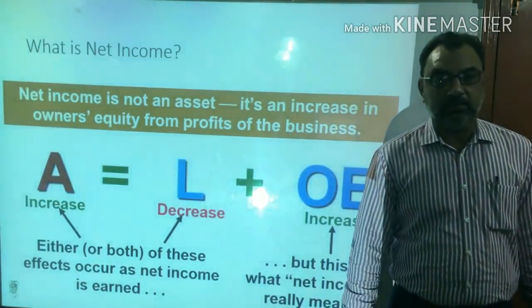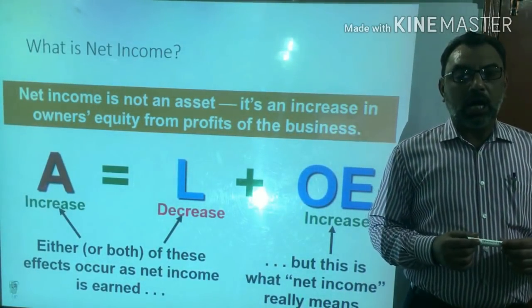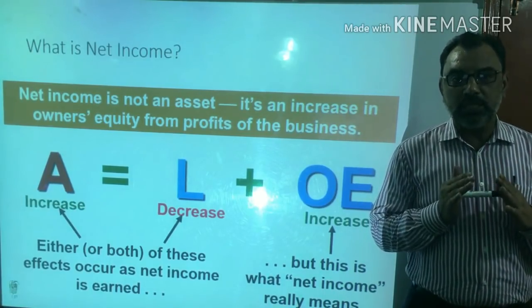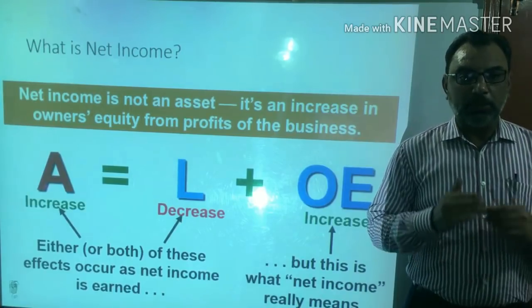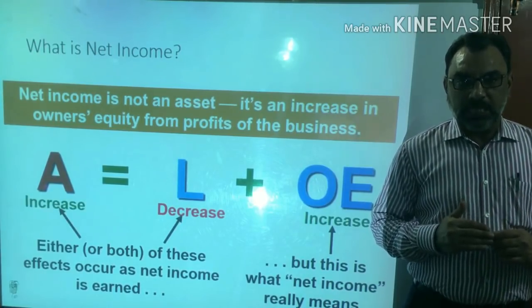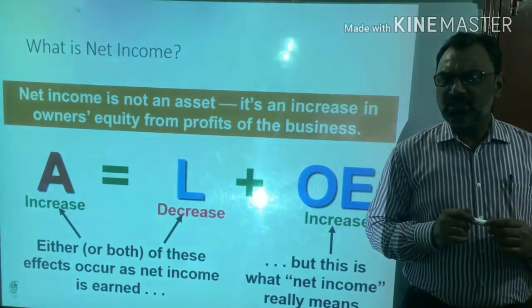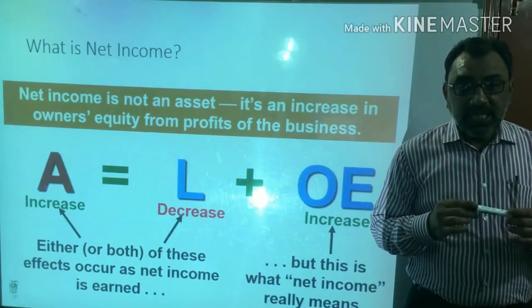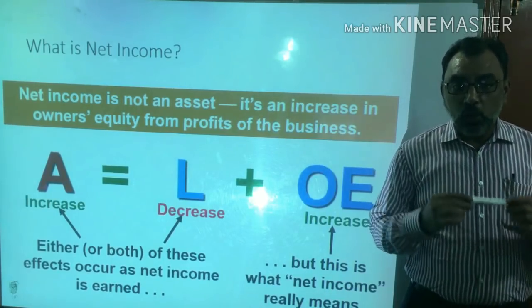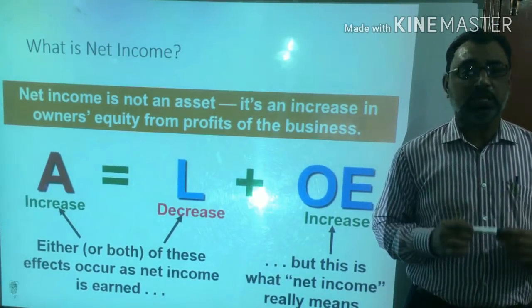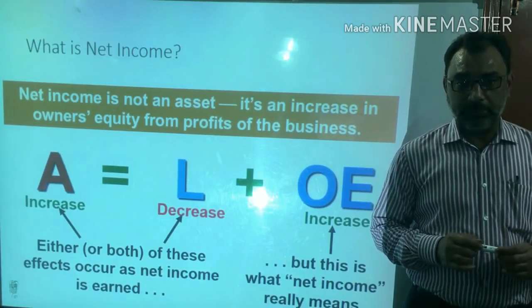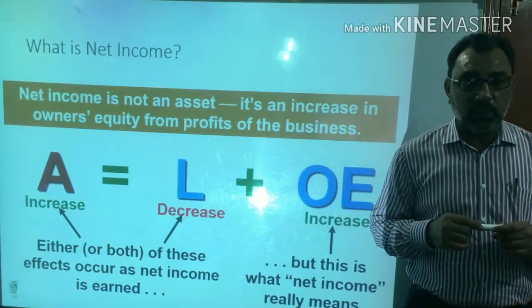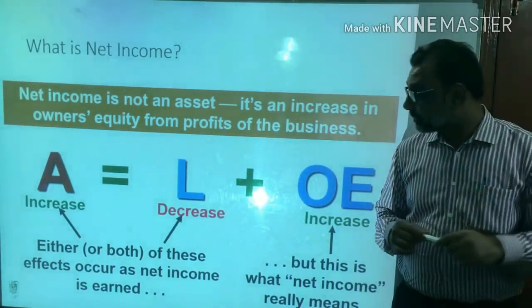So what is net income? Now, as previously noted, net income is an increase in owner's equity resulting from the profitable operation of the business. Net income does not consist of any cash or any other specific assets. Rather, net income is a computation of the overall effect of many business transactions on owner's equity. The effects of net income on the basic accounting equation are illustrated here.